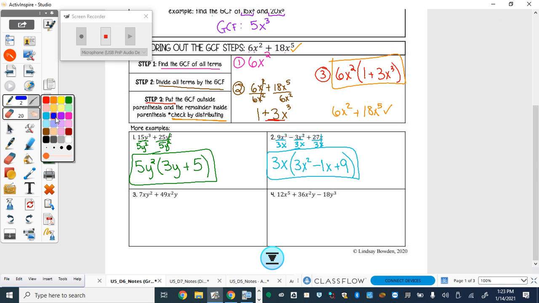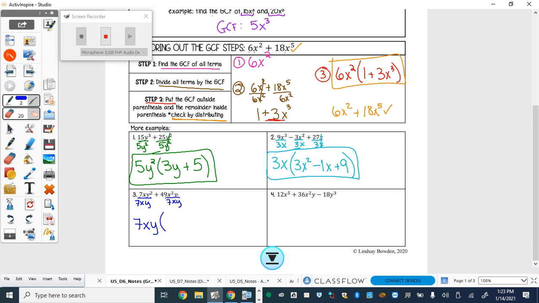Next two examples on here. 7 and 49, GCF would be 7. X to the first, x squared, so I would use x to the first. Y squared, y to the first, so I would use y to the first. And so I'm going to divide both of those by 7xy, because that was our GCF.